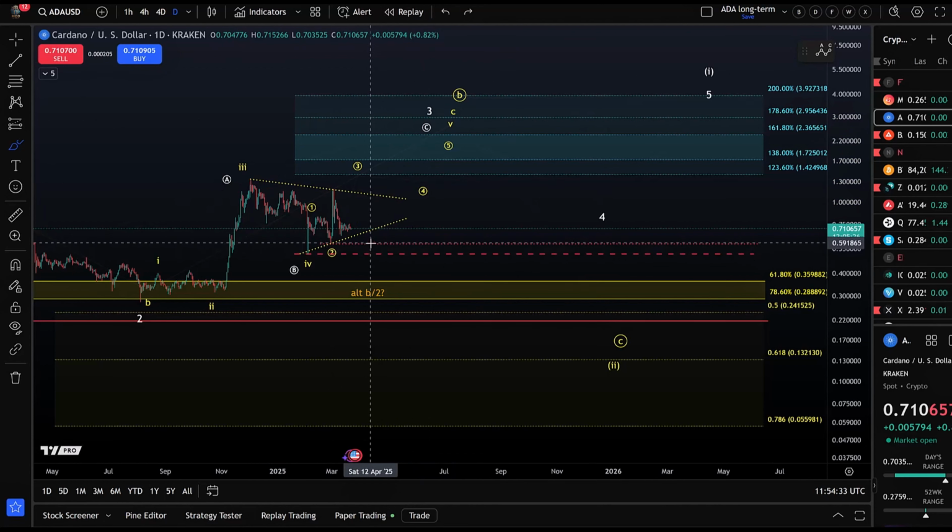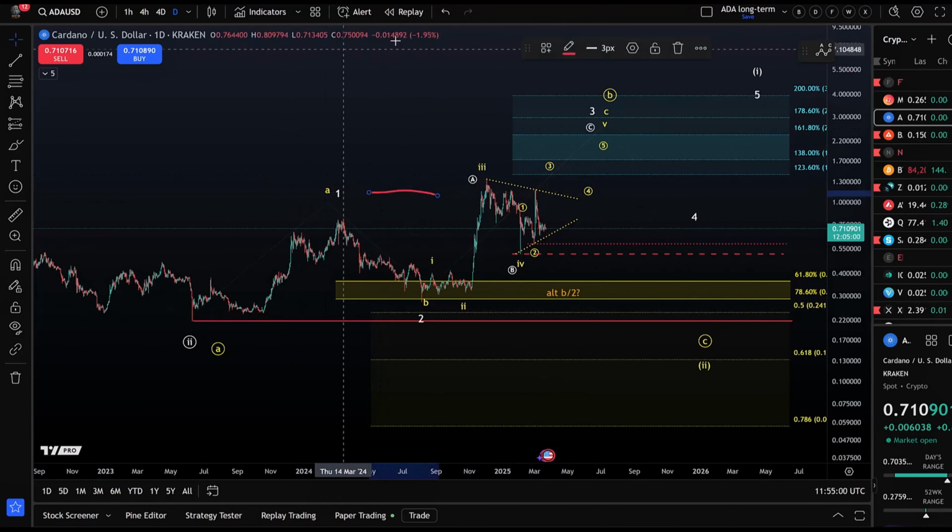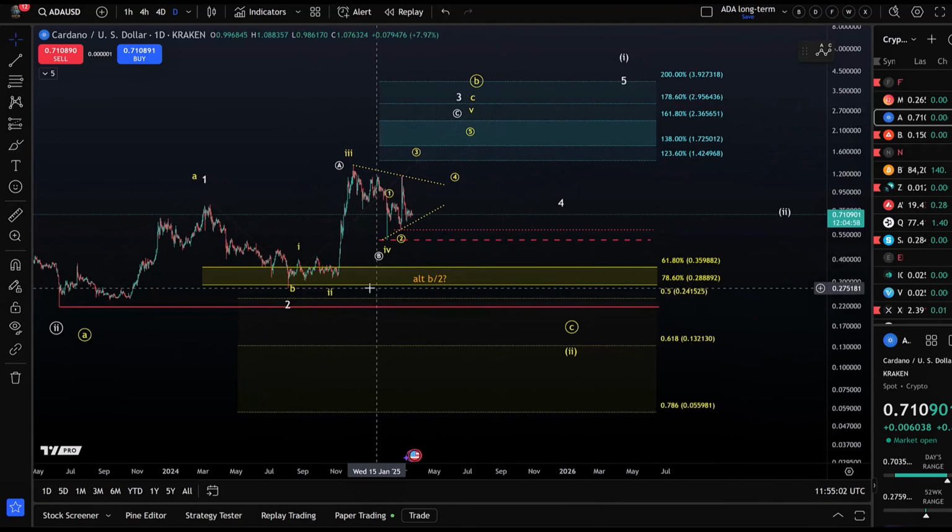What would happen if it gets invalidated? What if we break to the downside? Well, in that case, we will have to pay attention to the yellow box below, between 29 cents and 36 cents. This will be the next main support zone to watch, because then we will likely pull back to the August lows of last year, around 25, 30 cents or so. This is something to be very much aware of.